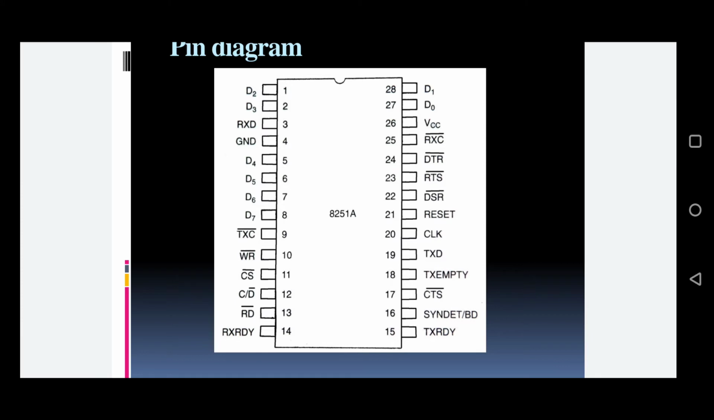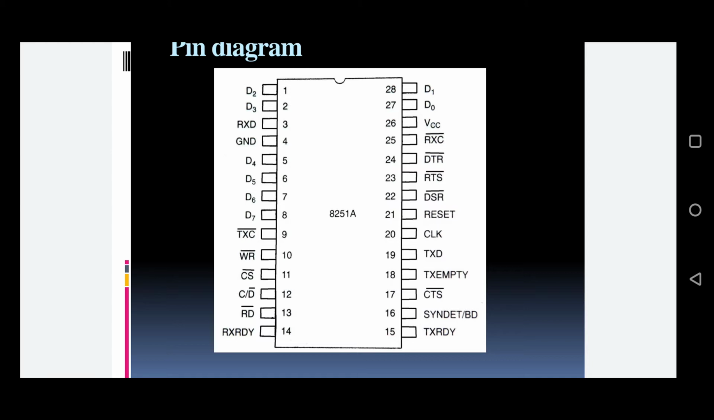The 26th pin is VCC, the power supply, the 25th is RxC, the receiver clock, and the 24th is DTR, data terminal ready. Then RTS is request to send, DSR is data set ready, then reset, clock, TxD stands for transmitter data, and TxEMPTY stands for transmitter empty. CTS is clear to send, the 16th pin is SYNDET, synchronous detection or break detection, and the 15th is TxRDY, transmitter ready.